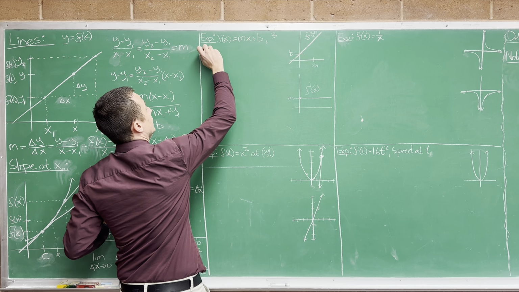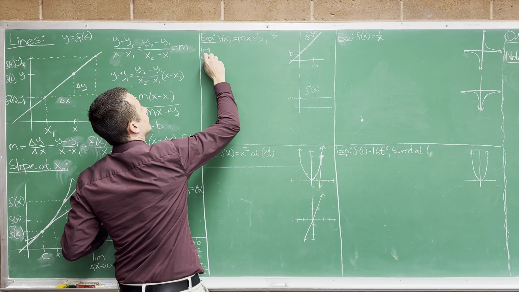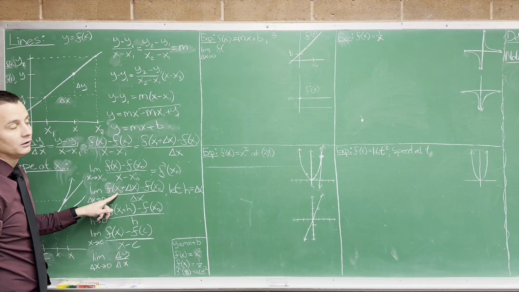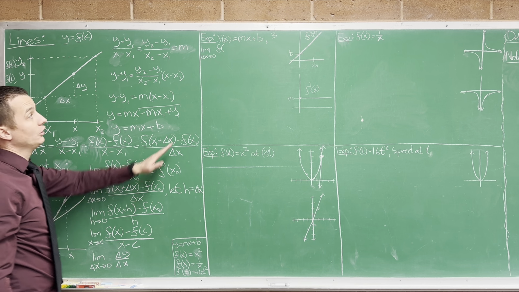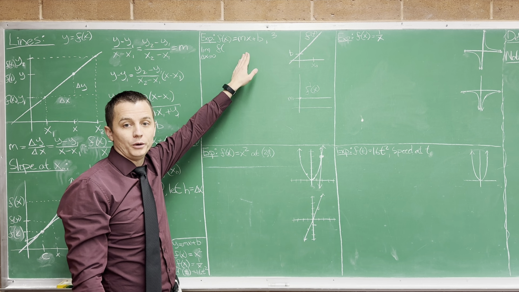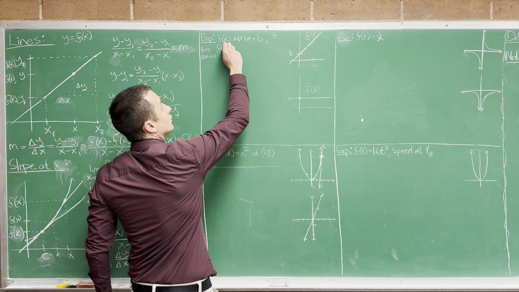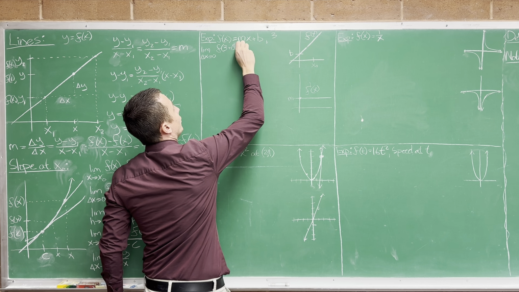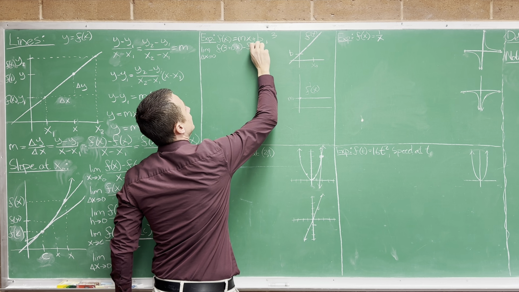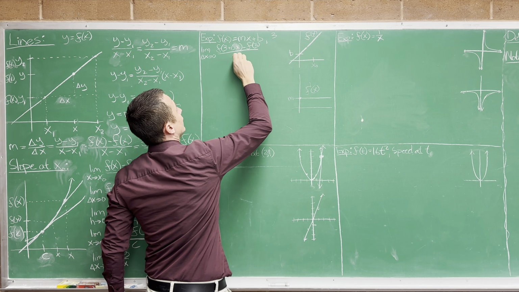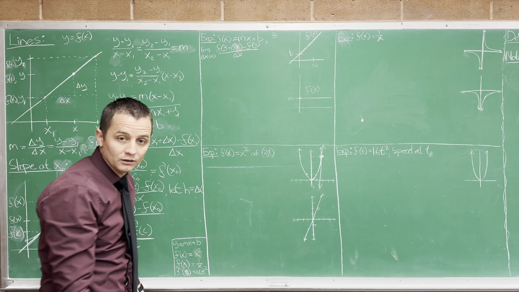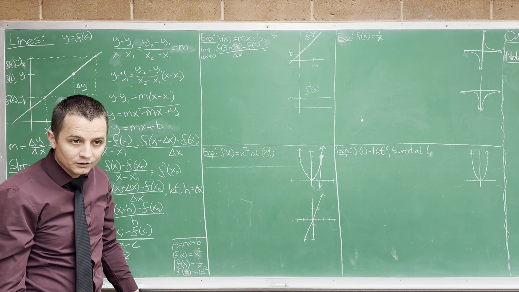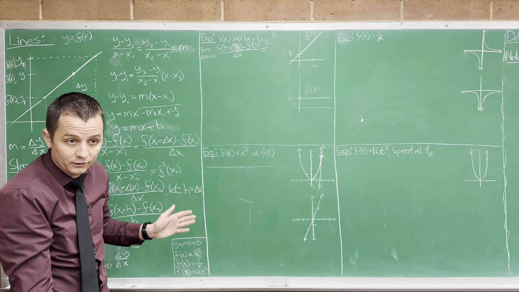So I am looking for the limit as delta x approaches 0 of f of, what's the point that we care about? In our special case, we're finding the slope at which point? 3. So we're looking at f of 3 plus delta x minus f of 3, all over delta x. That's the limit we're trying to calculate. So our question is, what does this equal? That's what we're trying to figure out. Good so far?